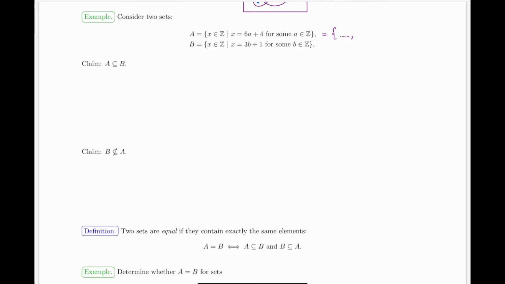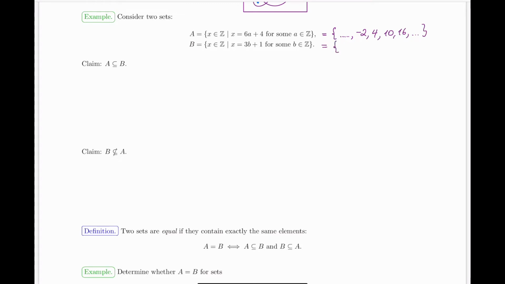So if we write out a few elements of the set A, what are we going to have? Plug in some numbers for a. So a has to be an integer. Let's plug in, for example, minus 1. If I plug in minus 1, I'm going to get minus 6 plus 4, so negative 2. If I plug in a 0, I'm going to get 4. If I plug in a 1, I'm going to get 10, 16, and so on. So these are some of the elements of my set A.